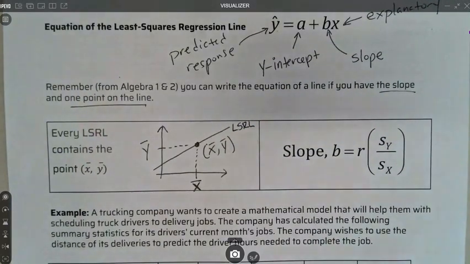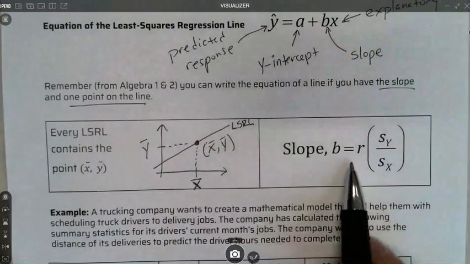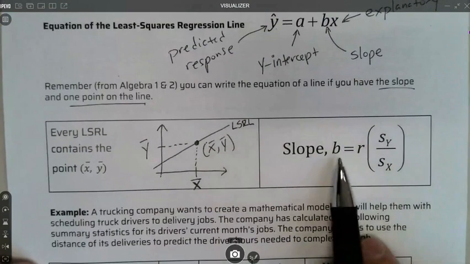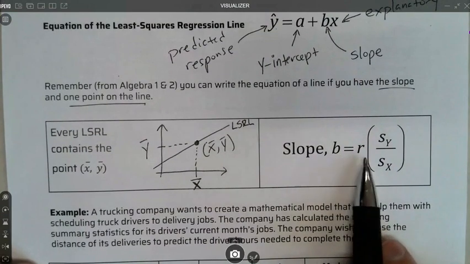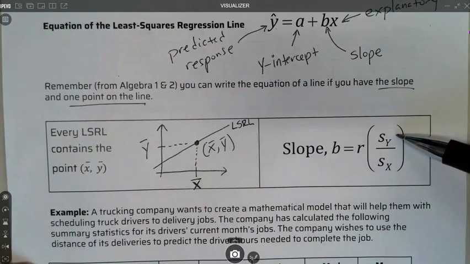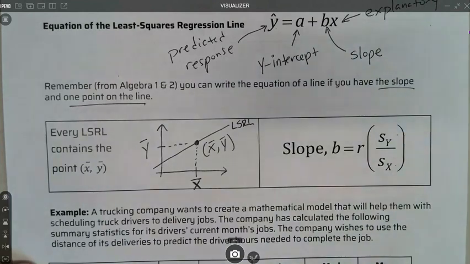Now the slope we can calculate using this formula, which is given on your formula sheet in AP Statistics. The slope b can be calculated by taking r, your correlation, times the standard deviation of y over the standard deviation of x. So let's see an example of writing a least squares regression line using these summary statistics.